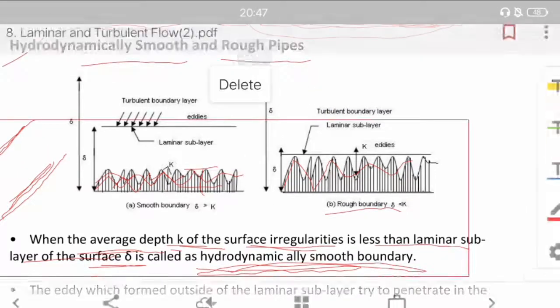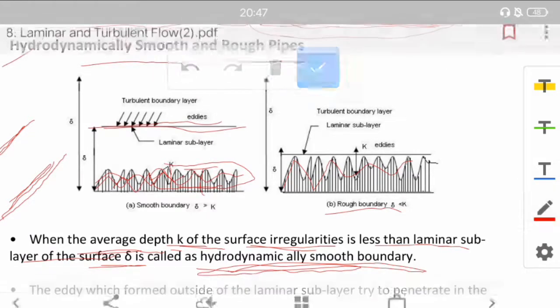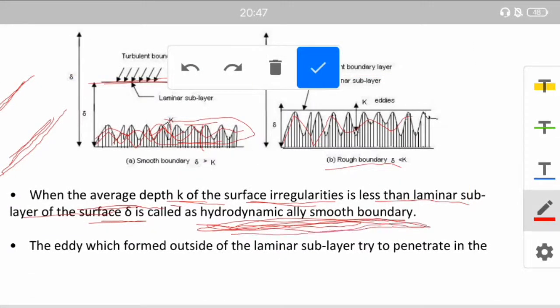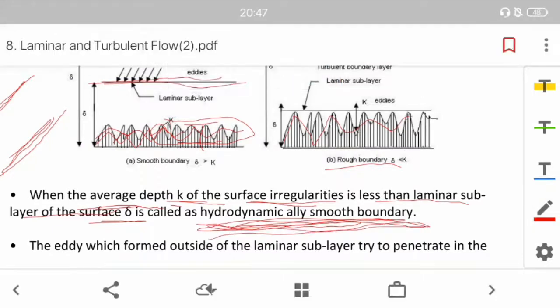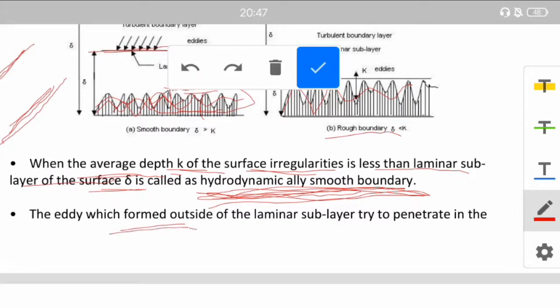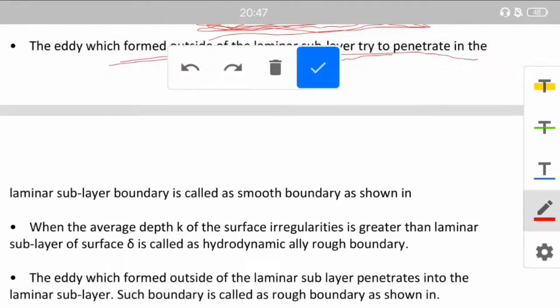So suppose this is the laminar boundary layer and the average depth of this roughness is less than this laminar boundary layer, then we will say that the pipe is having a hydrodynamically smooth boundary. Not only a pipe, it might be a plate or even a channel. But the eddy formation which forms outside of the laminar sublayer tries to penetrate the laminar sublayer boundary, and this is called the smooth boundary, as shown in the figure.